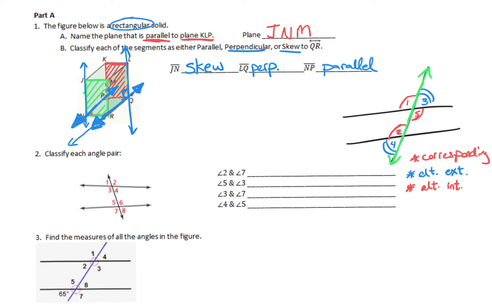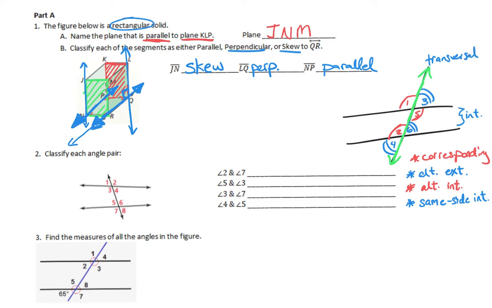All right, and then we also learned about same side interiors, and that would be like angle 5 there, and let's call this angle 6. Angle 5 and 6 would be same side interiors, because they're both on the interior and they're on the same side of the transversal.